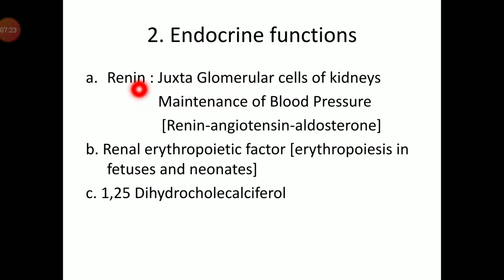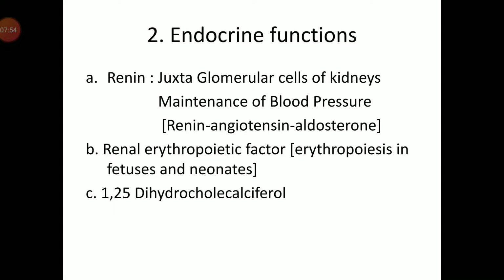So overall, we can say that the kidneys help in the maintenance of blood pressure via the release of renin. Now in the other endocrine function, the kidneys also secrete the renal erythropoietic factor. You can also call it renal erythropoietin, and this molecule is important for the erythropoiesis process, that is the formation of RBC. And we all know that when RBCs are in the mature form, having hemoglobin, they are helpful in carrying oxygen, right?